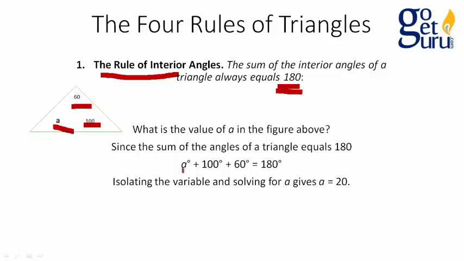So I can form an equation stating A plus 100 plus 60 is equal to 180 degree. One equation, one variable, I can solve it. Linearly solving it, I get A equals 20 degree.